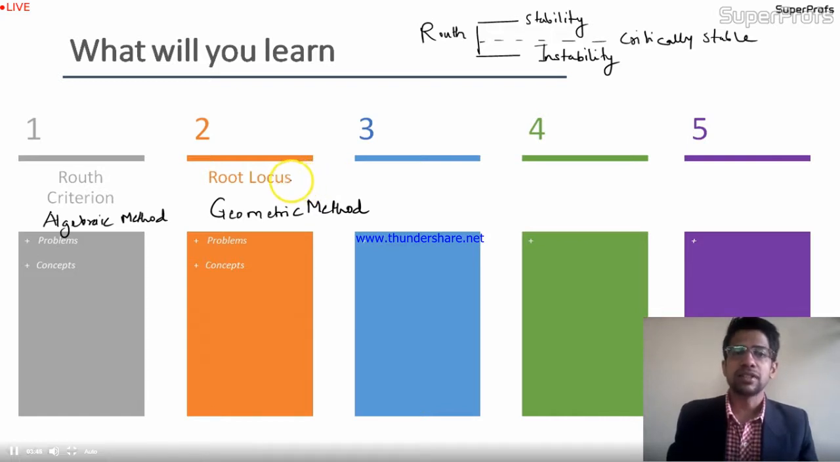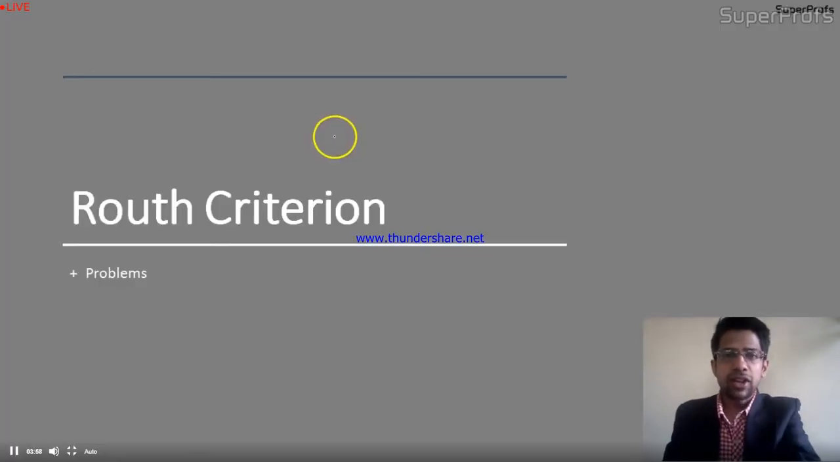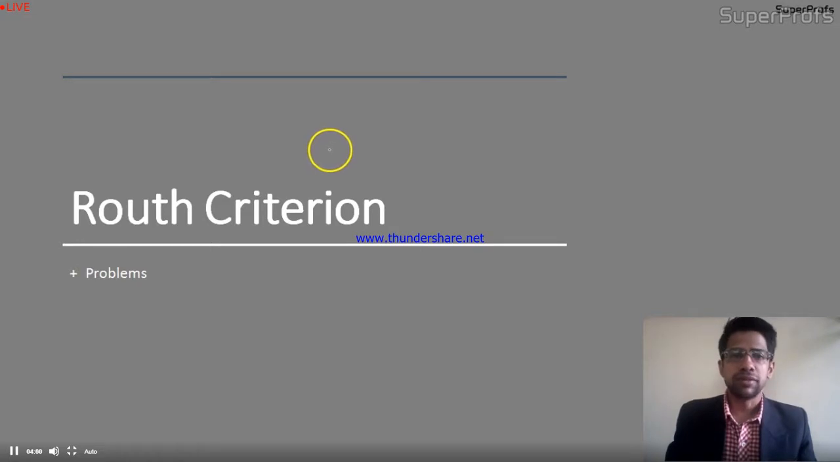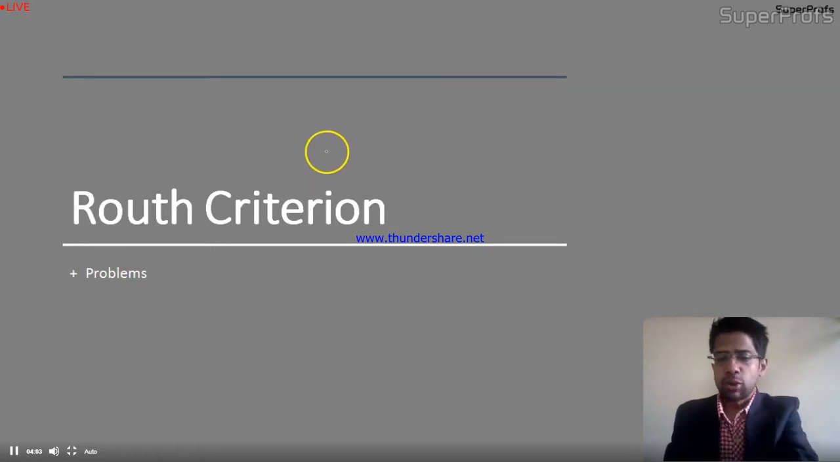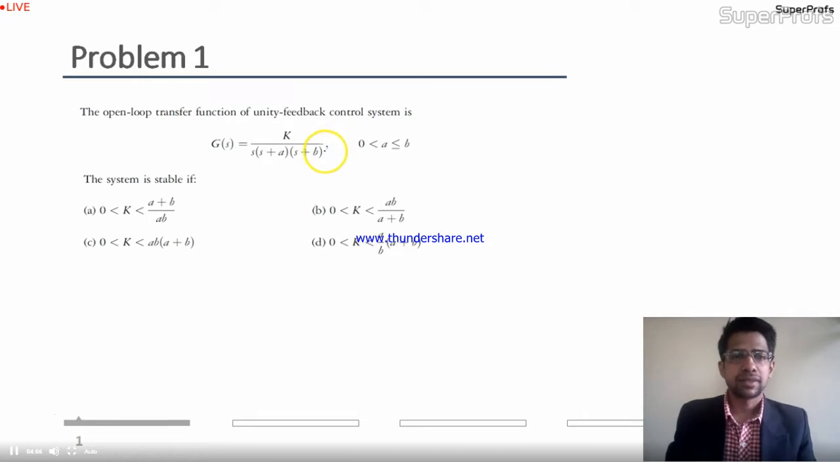So this is a qualitative method, and that is a very discrete method which can just tell you if the system is stable, unstable, or critically stable. With this introduction, we will go forward to the problems of Routh's criteria. Let us see the very first problem. Problem number 1: the open loop transfer function of a unity feedback control system is as given.